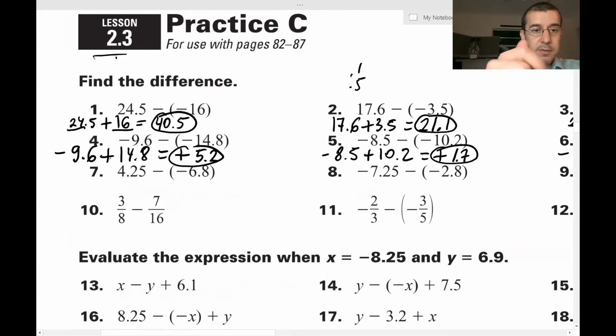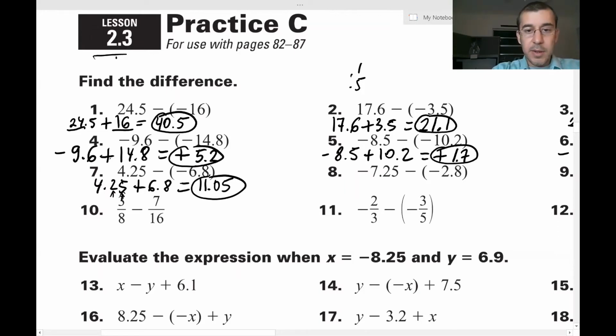Okay, number 7. We have 4.25 minus minus, that's plus 6.8. Two positive numbers, we're adding up. 6 and 4 is 10, and then 11.05, right? 6 and 4 is 10. 0.8 and 0.2 is one whole, so that's 11, and then 11.05, because 5 is in the hundredths, right? This is the tenths, this is the hundredths. So it's 0.05, so 11.05. Okay.